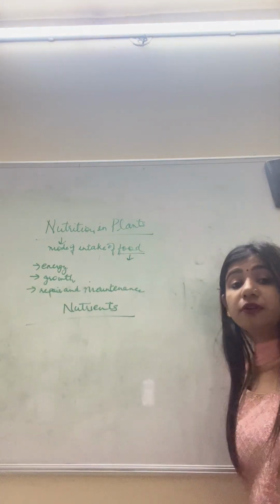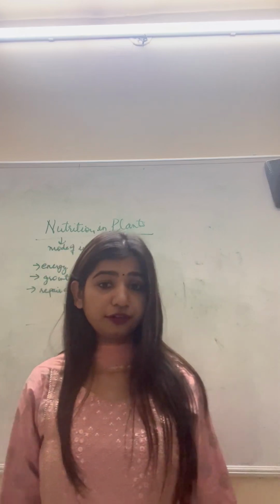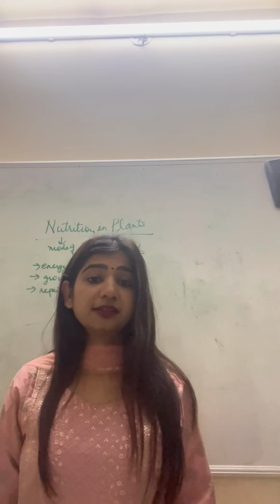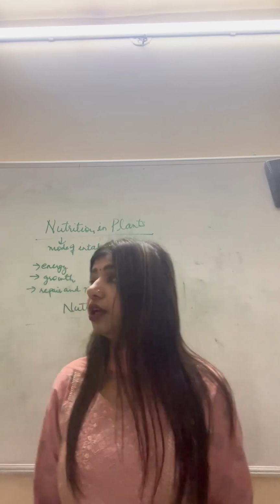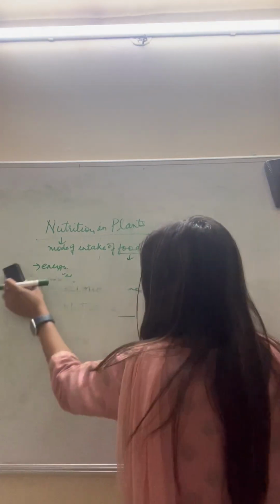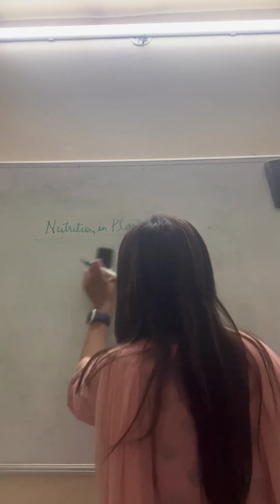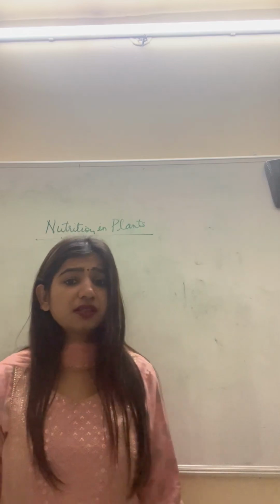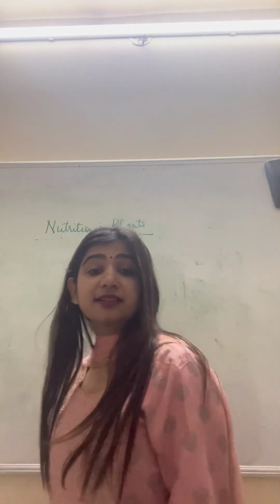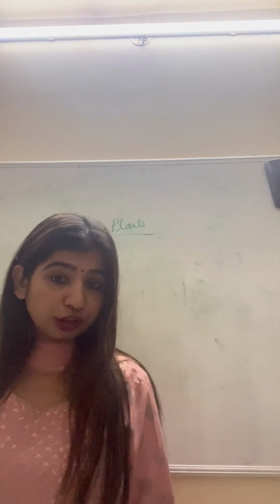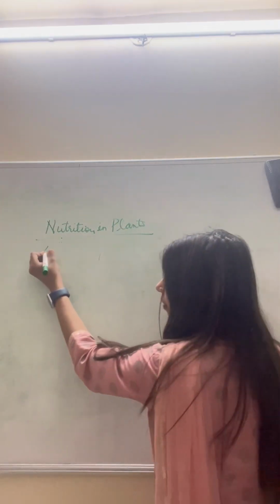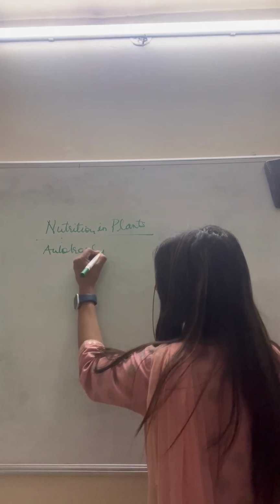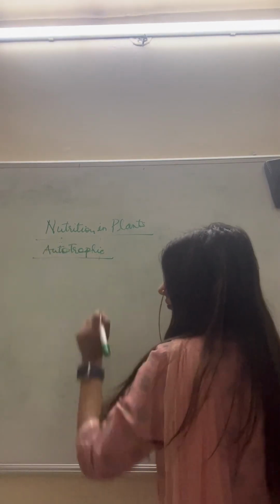In this chapter, we will study different modes of nutrition through which organisms derive their food. Basically there are two types of modes of nutrition. The first one is autotrophic and the other one is heterotrophic. So let's start with the autotrophic mode of nutrition.